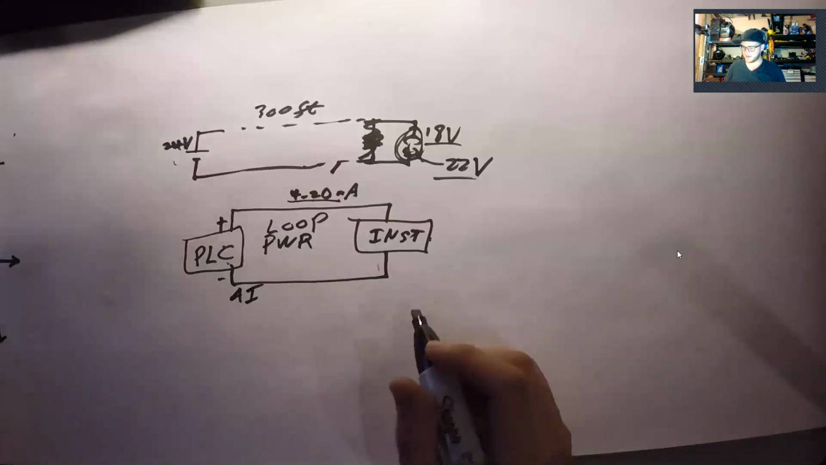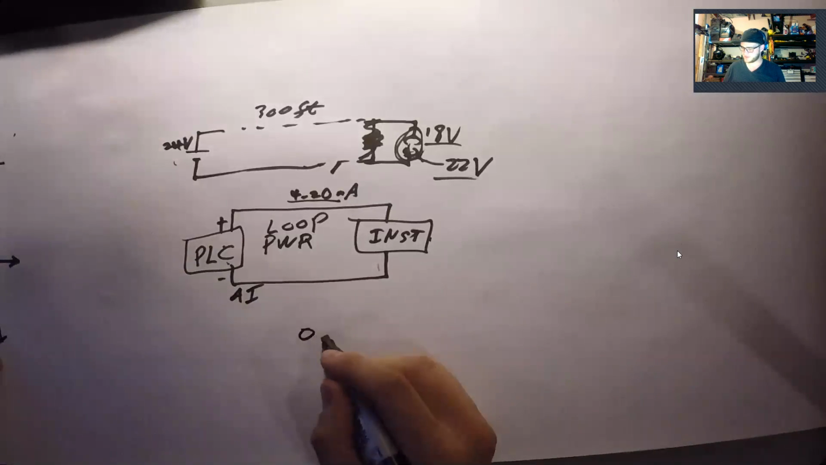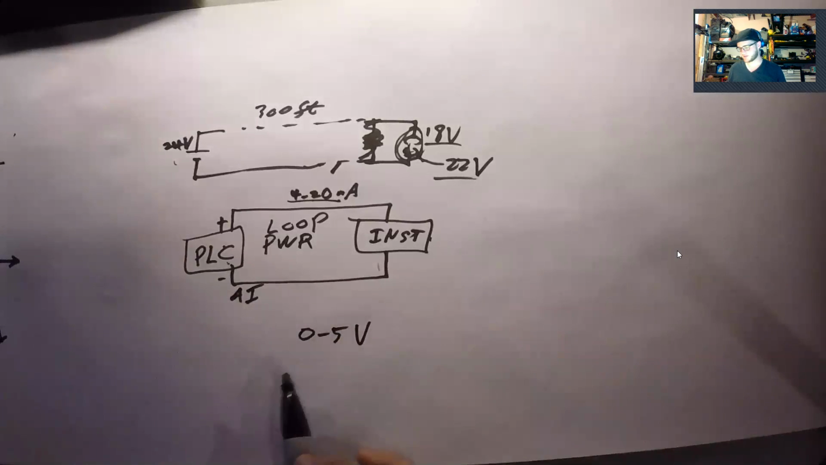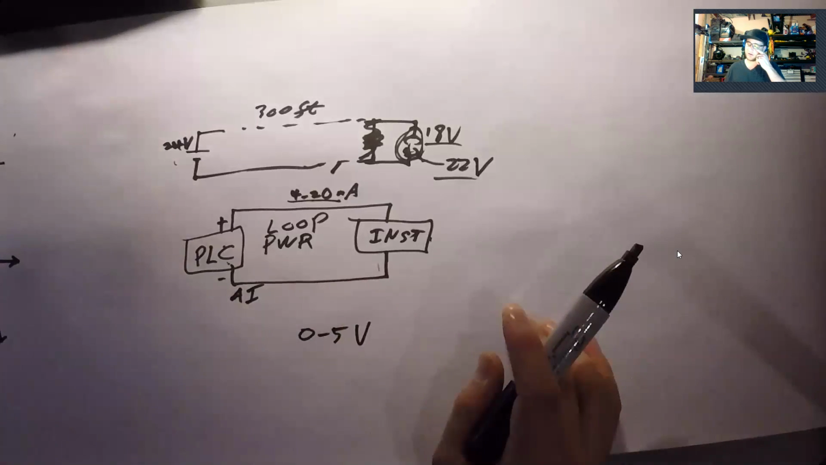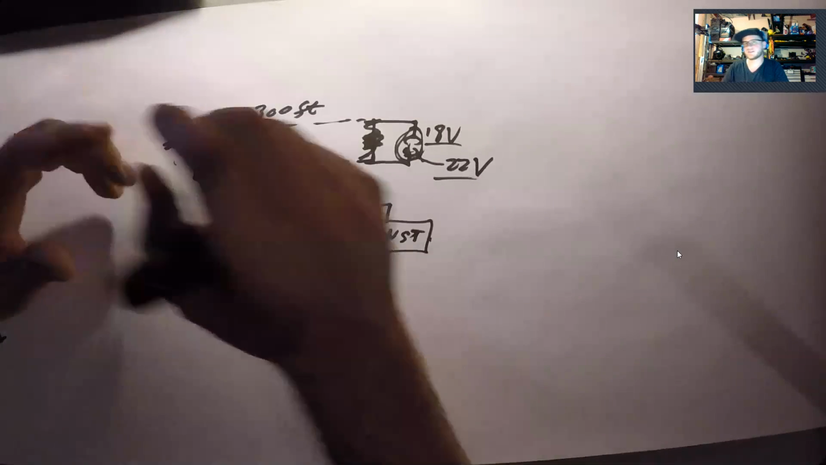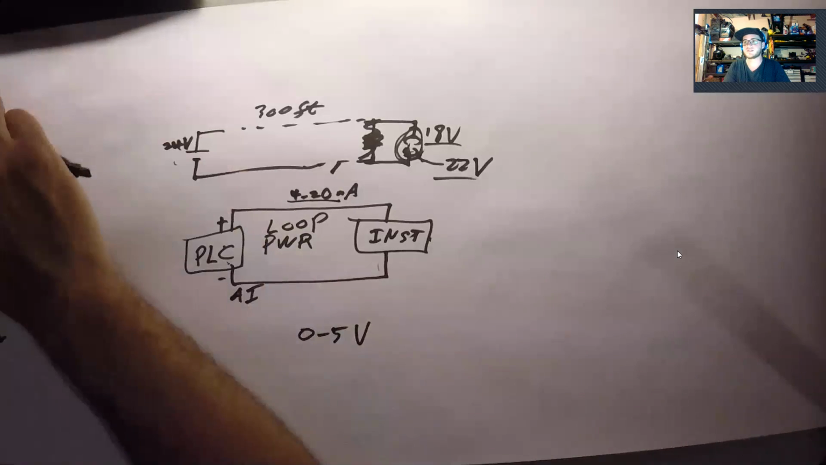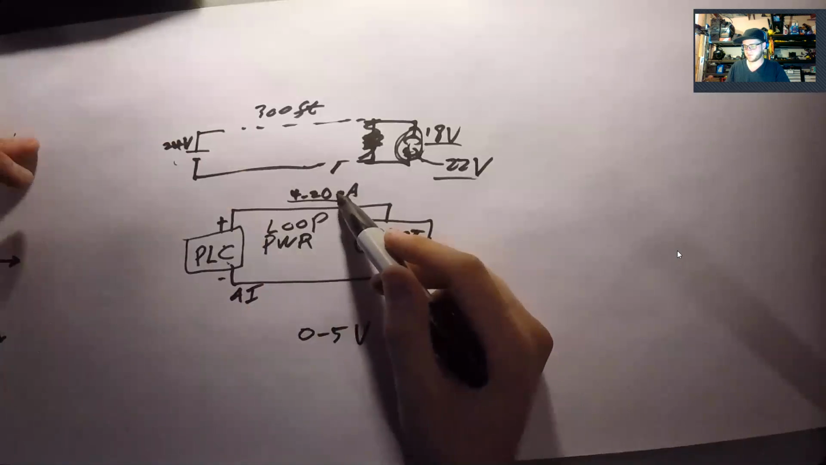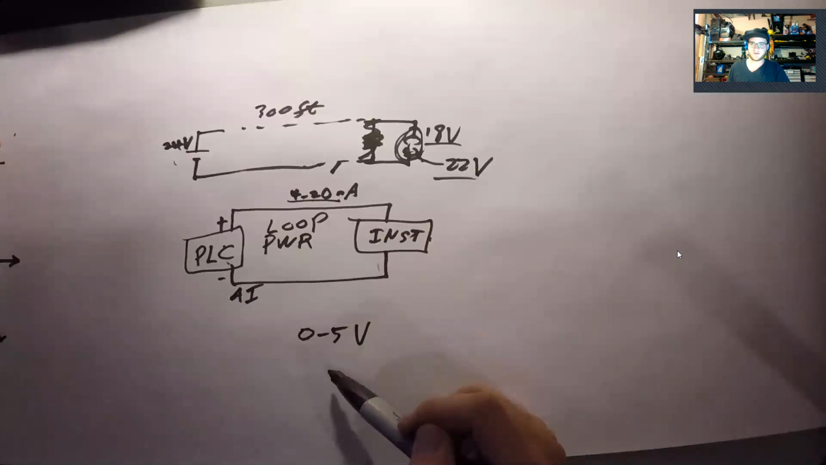So this is a huge advantage, because if this were to be 0 to 5 volts, well, now my instrument can't really use that for power, because this instrument's going to want to see a constant voltage in order to run. So that's one huge advantage of the 4 to 20 over the 0 to 5 volt.